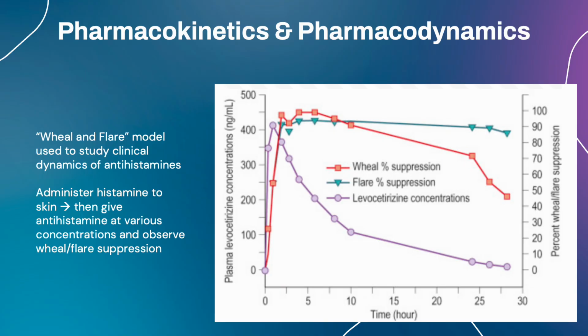This graph here is also pretty interesting. So it shows roughly the same thing, but here we can also see that there's a slight discrepancy between wheal suppression and flare suppression. But the takeaway for this one is even as concentration in the blood of levocetirizine drops, you're still maintaining pretty high rates, if not maximal rates, of flare suppression and relatively strong rates of wheal suppression as well.